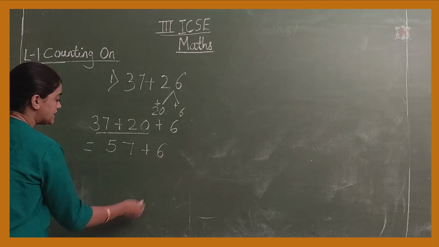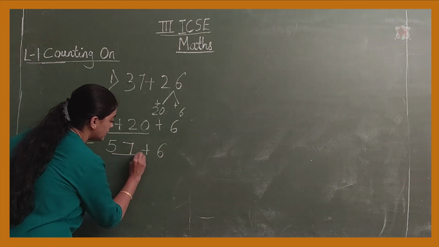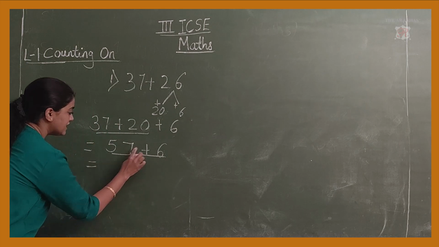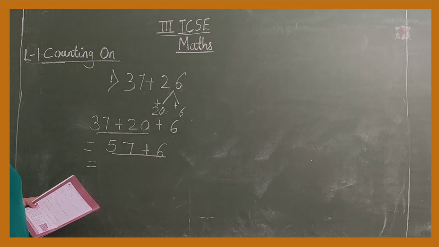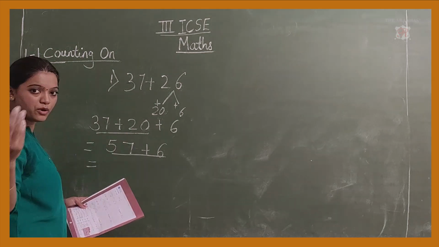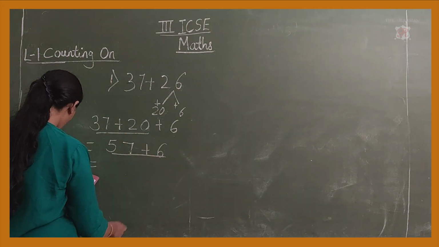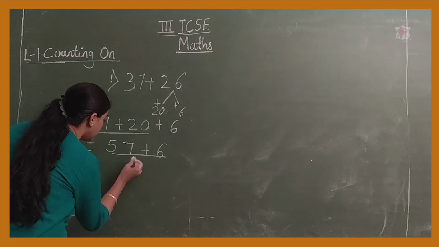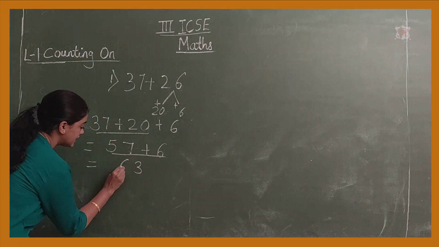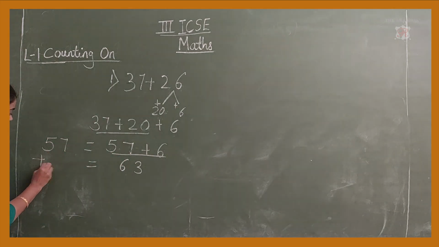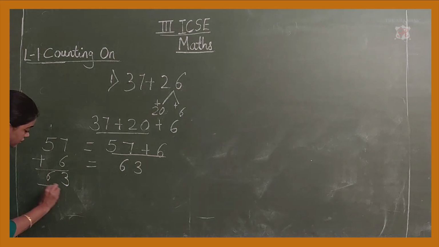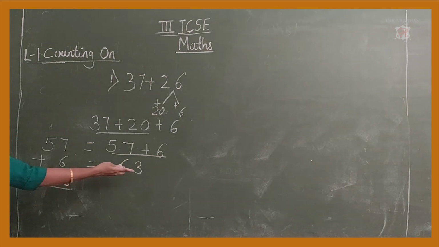Okay. So 57 plus 6. Now you have to add these 2 numbers. 7 plus 6 is 13, and 1 you have to carry. Otherwise you can do it on your own. 5 plus 1, 6. I can do it over here also in a simple way. 57 plus 6 is up to you how you do the addition. 7 plus 6 is your 13. 5 plus 1 is your 6. So answer is 63.